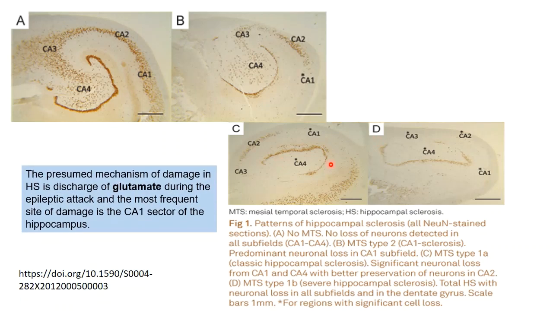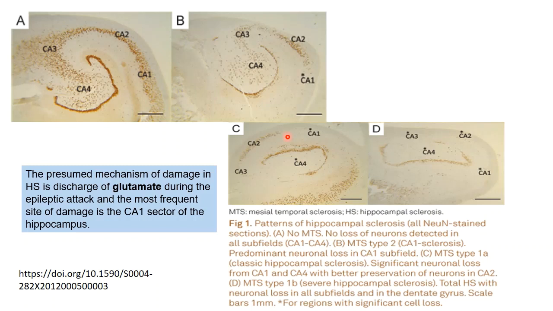Now, it is presumed that the mechanism of damage in the hippocampal sclerosis is precisely due to the release of glutamate, which is the excitotoxic neurotransmitter, during the epileptic attack. And the most frequent site of damage is the CA1 sector of the hippocampus. So if we divide the hippocampal sclerosis into different patterns, we find that there is a classic pattern of hippocampal sclerosis and there is a severe hippocampal sclerosis as shown in figure D.